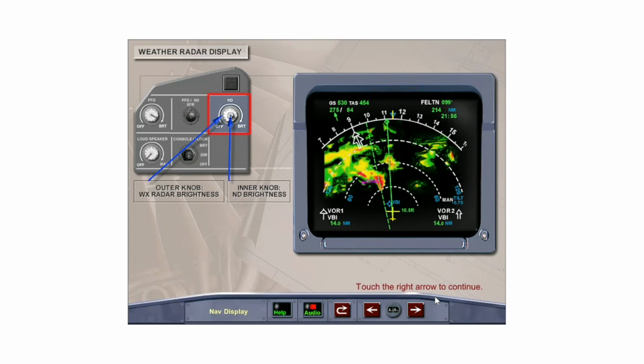The weather radar, if on, is superimposed over the nav display in all modes except plan. There's a separate brightness control knob integrated with the nav display brightness control knob to adjust the intensity of the weather radar image.